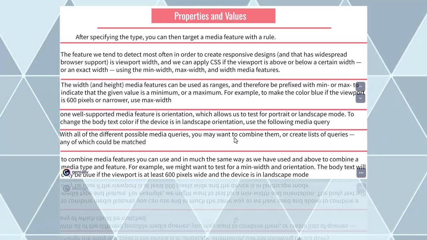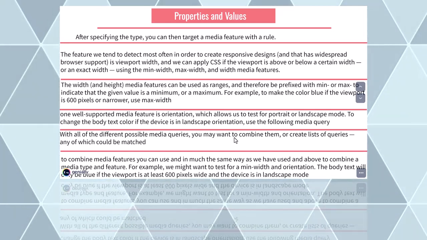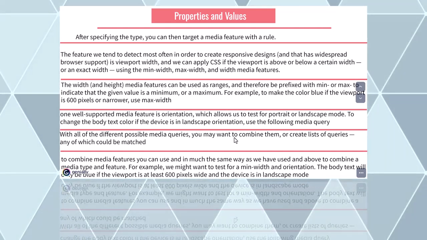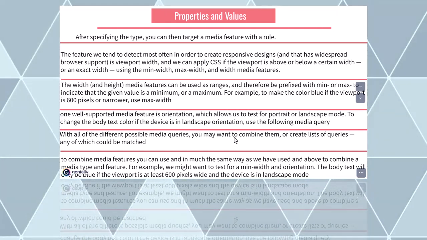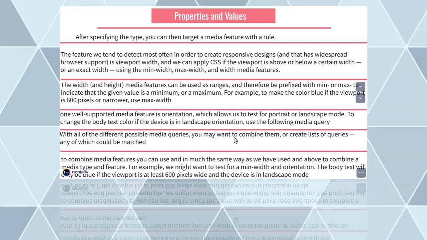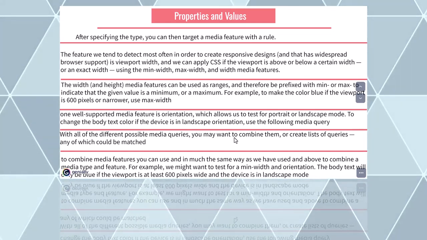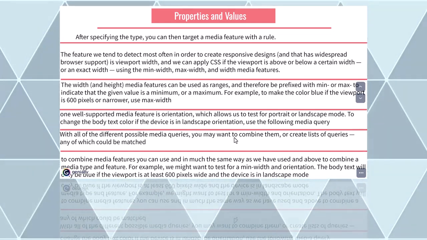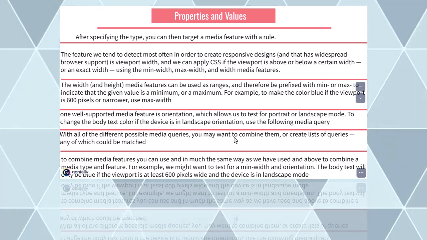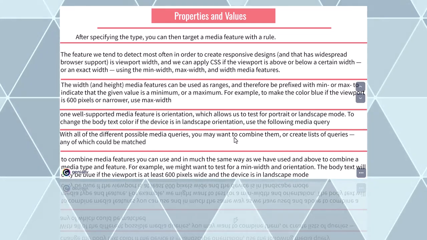Okay, thank you. One well-supported media feature is orientation, which allows us to test for portrait or landscape mode. To change the body text color if the device is in landscape orientation, use the following media query. So, Tanvir, can you explain that one?